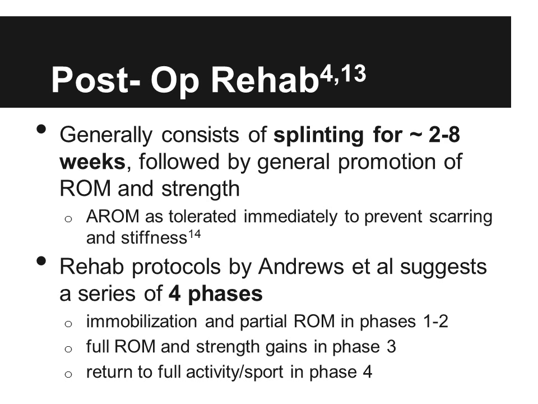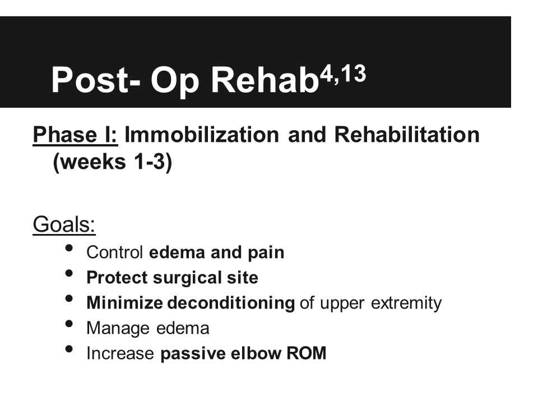There's a rehab protocol by Andrews et al. that suggests a series of 4 phases. So in the first and second phases, you're going to look mostly at immobilizing the elbow and getting partial range of motion gains. In phase 3, you're going to look at getting full range of motion and strength, and in phase 4, you're going to look at returning to full activity in sport. So here we'll take a closer look at the protocol.